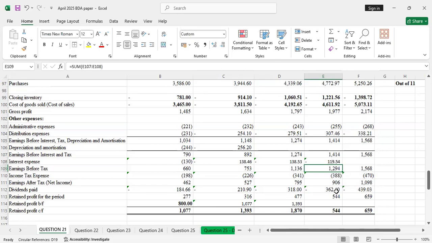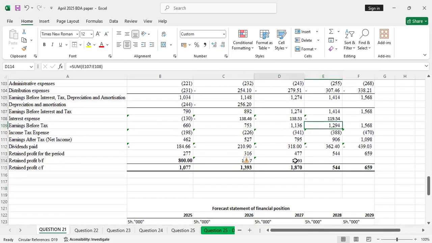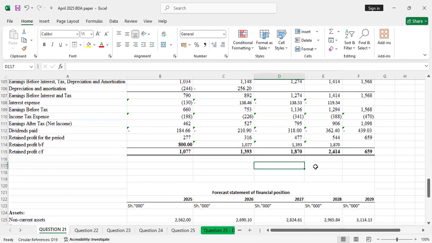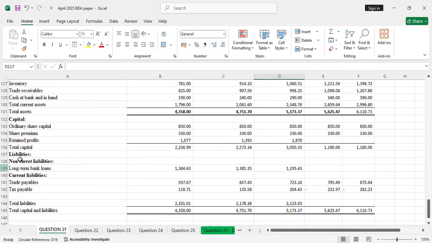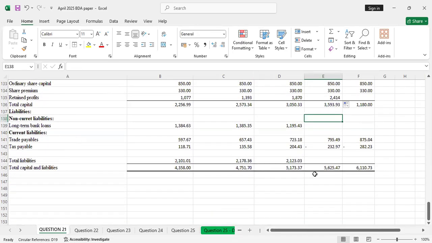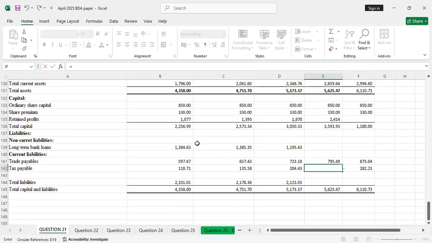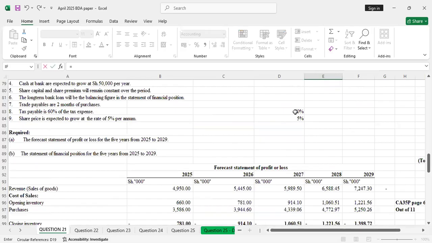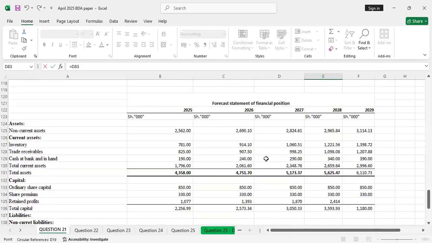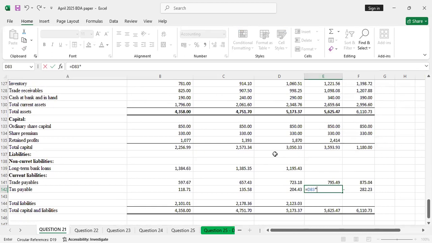Once I enter that, you see it changes everything. So just come here and drag this. Then I'll go to this and drag the retained profit account. I'll drag also that. Once you have that, this one is the tax payable. It's something I have to change. So tax payable was 60% of the tax expense. So it's 60% of what? It's 60% of the tax expense.